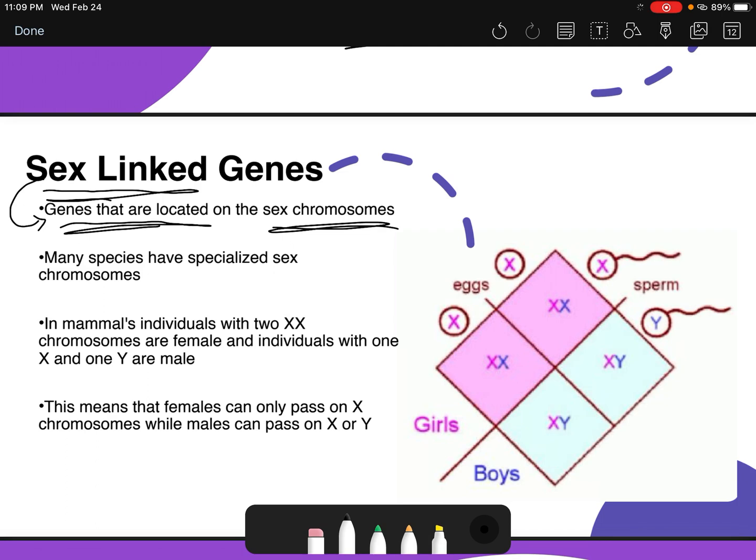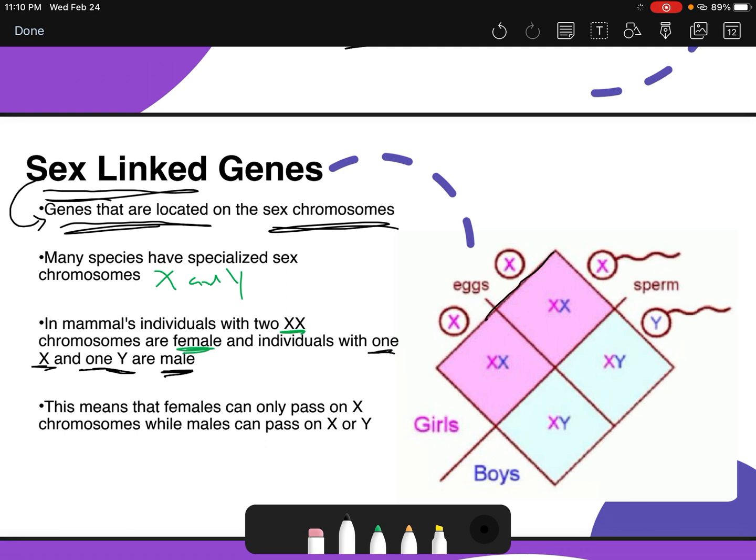Many species have specialized sex chromosomes. In humans, we call those the X and Y chromosomes. That would be our 23rd chromosome as well, but we always refer to it as our X and Y. In mammals, individuals with two X's are female, and individuals with one X and one Y are male. That can be seen right over here on our little cross.